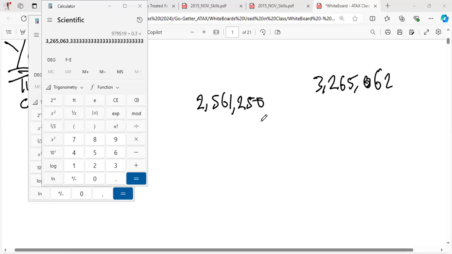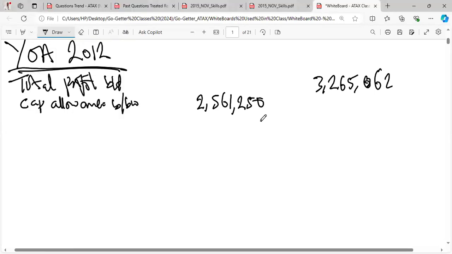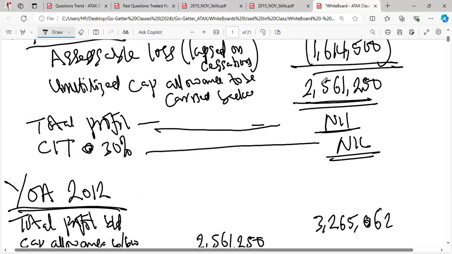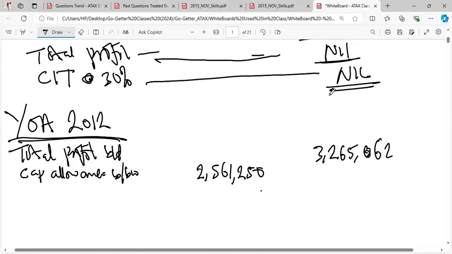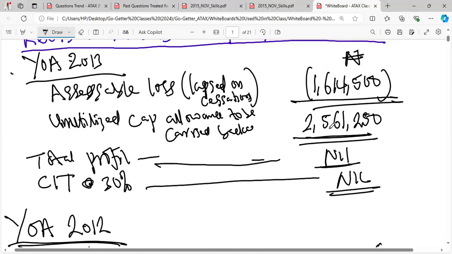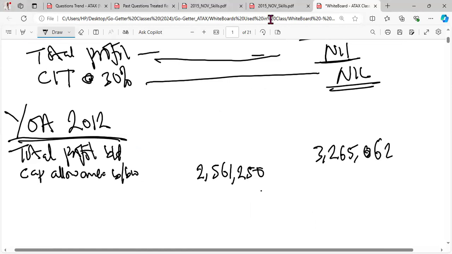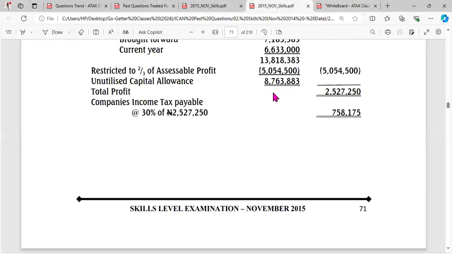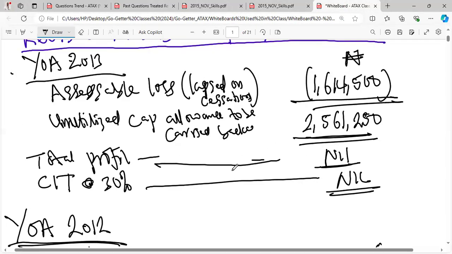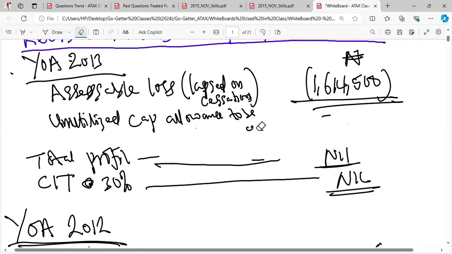All right, so sorry for that break. This is the capital allowances carried backward from this year. This is the capital allowance for that year. There is a capital allowance here which is unutilized. I should have adjusted this one here. So let me adjust that now.